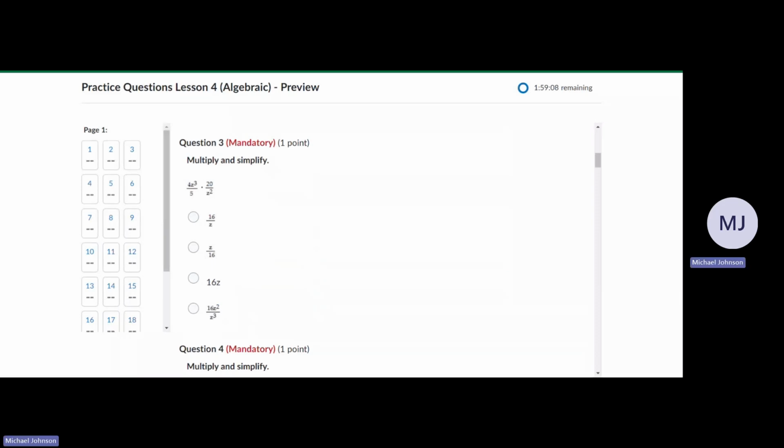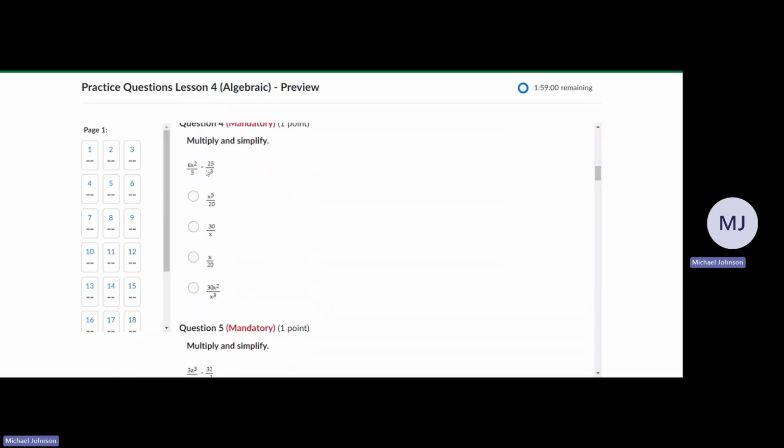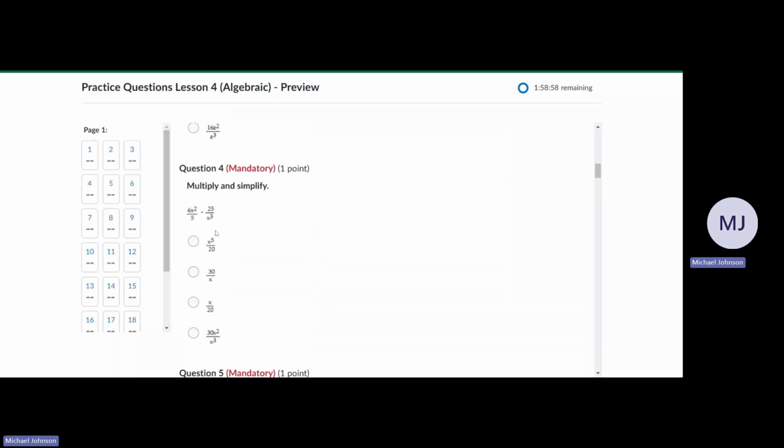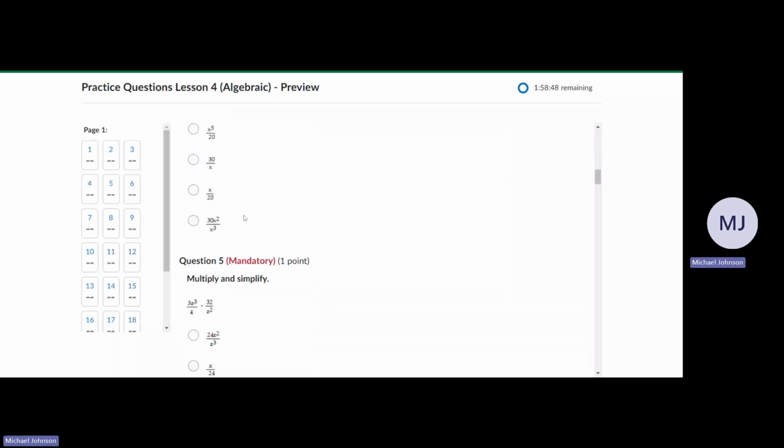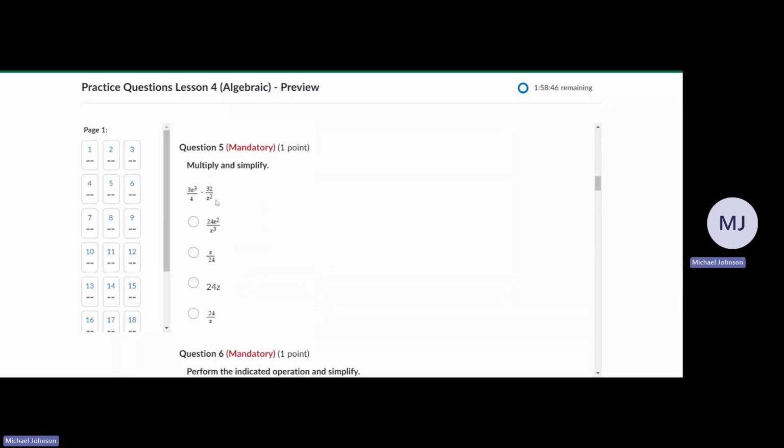So it would be 4 times 20, which is 80. 80 divided by 5. And then do z cubed divided by z squared and cancel out z's. Here, multiply and simplify, just combine the tops and bottoms here because it's already multiplying. Cross out x's, and then simplify, multiply 25 and 6, and then divide that by 5. Here, cross out the z's, multiply the tops.